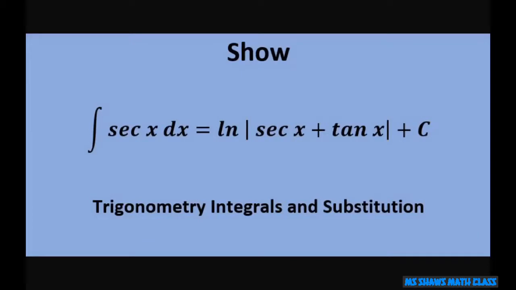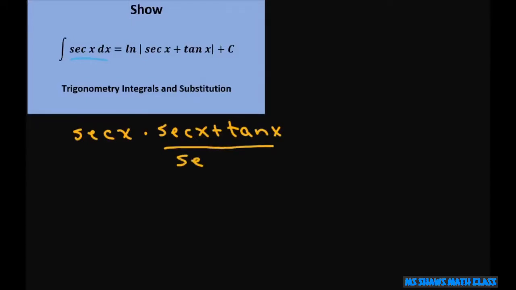Hi, everyone. We're going to show that the integral of secant x dx equals ln of the absolute value of secant x plus tan x plus c. And so it's kind of like an identity. If you start from the right side, what you can do is multiply secant x times secant x plus tan x divided by secant x plus tan x. So that equals 1. And then you still have your dx.